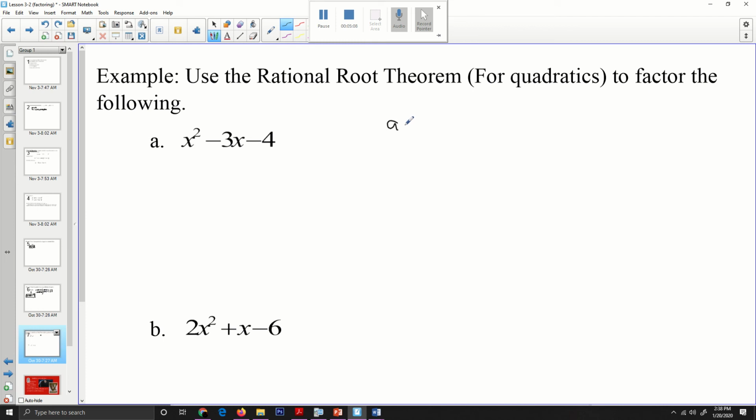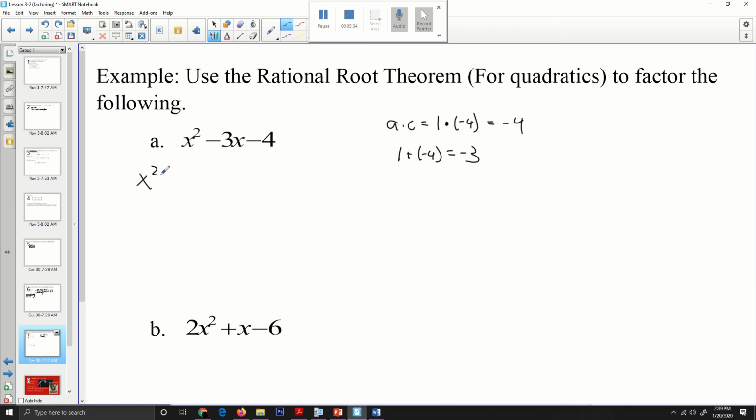But in this particular case, a times c is going to be 1 times -4. And that ends up being -4. And so I need two factors of -4 that add up to 3x. And clearly 1 plus -4 does equal -3. So I'm going to rewrite this with these factors in it in terms of this 3x.